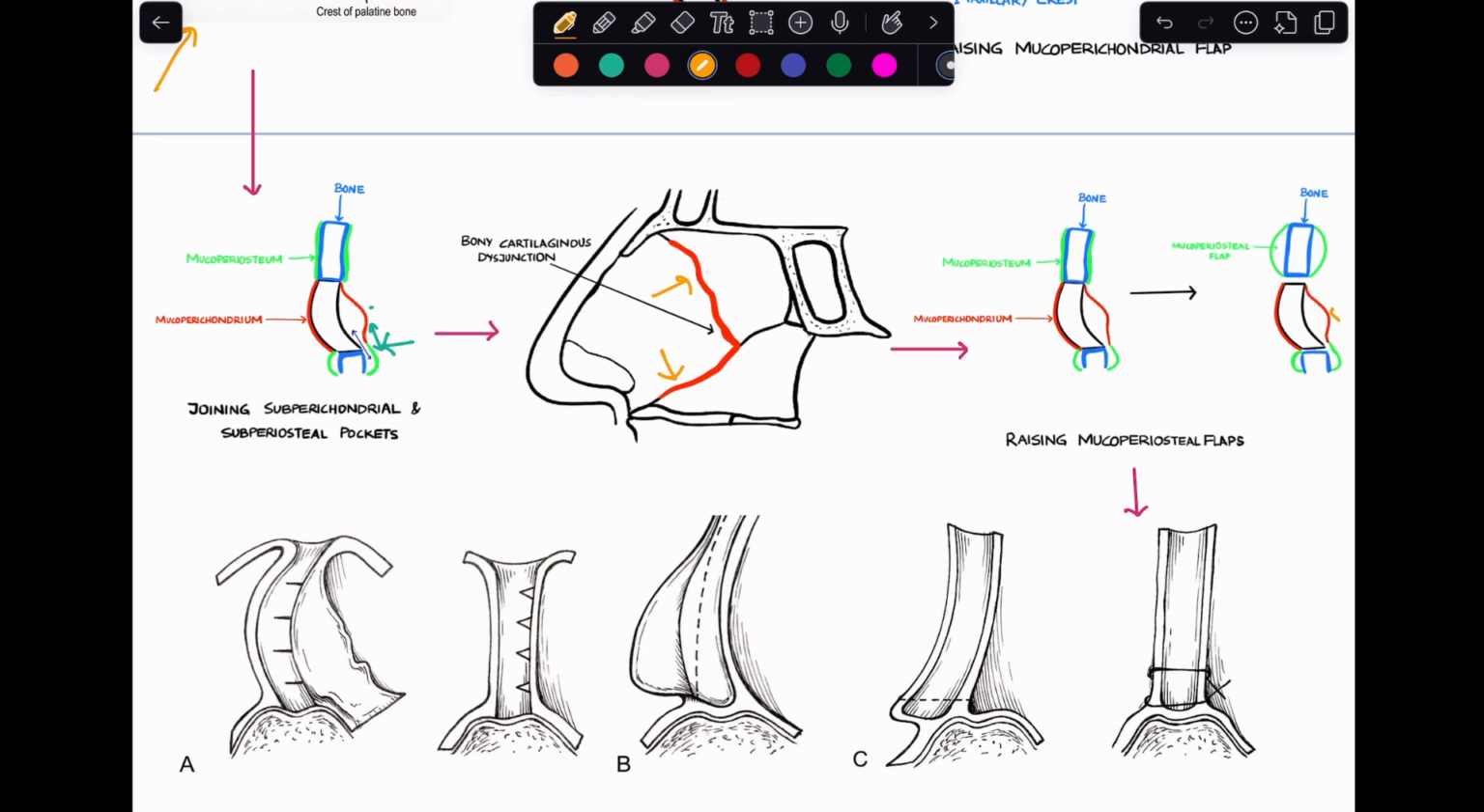We had already raised the mucoperichondrial flap on the concave side. Then we had raised the mucoperiosteal flaps on the two sides of the floor. And then we had joined the subperichondrial and the subperiosteal pockets together. Next, because we have now done a disjunction between the bone and the cartilage, we are able to access both sides from this one side. So we will raise the mucoperiosteal flap on both the sides now. That will be our next step.